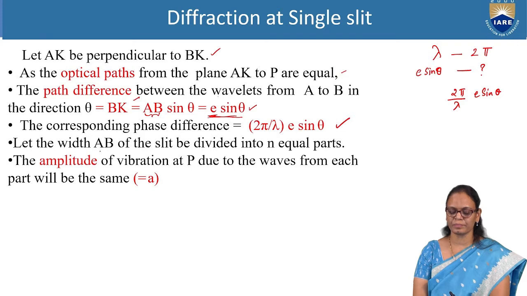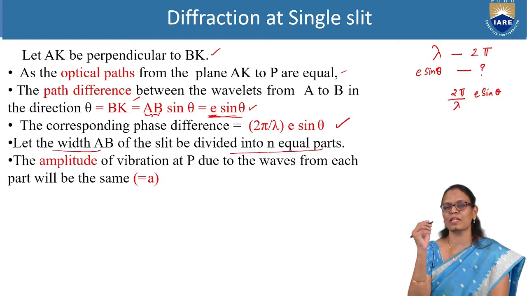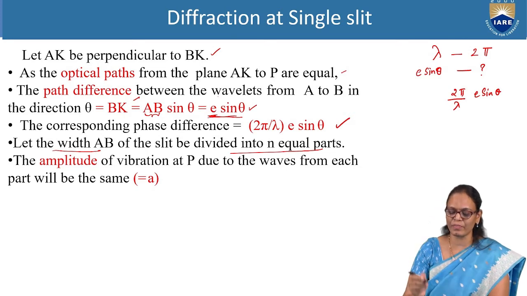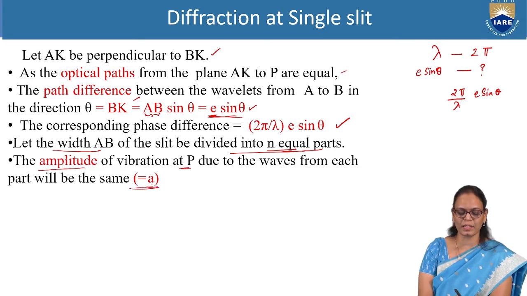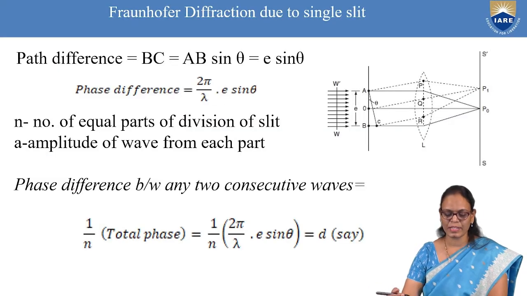Now the width AB is divided into n equal parts, because we have seen each point will act as a secondary source. So the width of the slit is divided into n equal parts, and the amplitude of vibration at P due to the waves from each part is A. So A represents the amplitude of vibration.